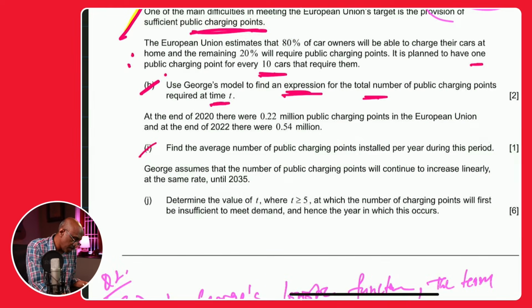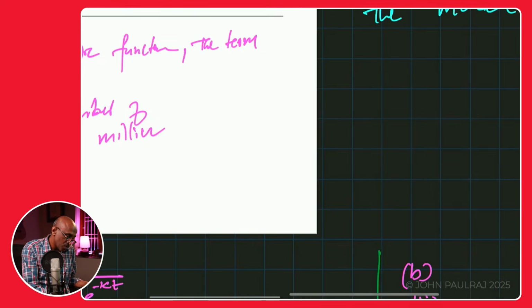At the end of 2020, there were 0.22 million public charging points in the European Union, and at the end of 2022, there were 0.54 million. Find the average number of public charging points installed per year during this period. It's basically just like finding the slope.